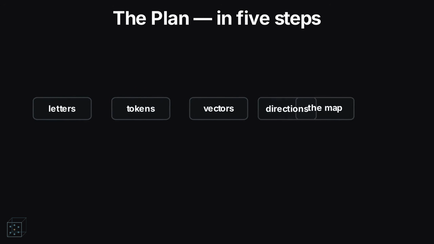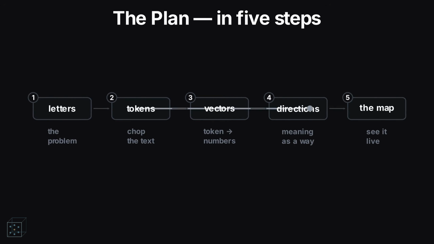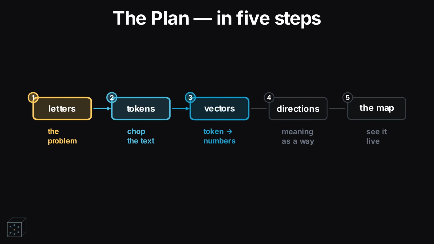Here's the plan in 5 steps. 1. Why letters are a problem. 2. Chopping text into tokens. 3. Turning each token into a vector. 4. How meaning becomes a direction. And 5. We watch a real sentence turn into a map live.